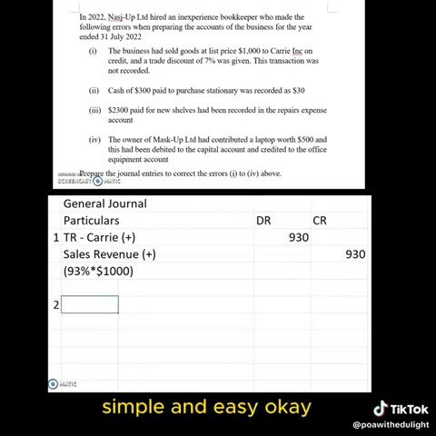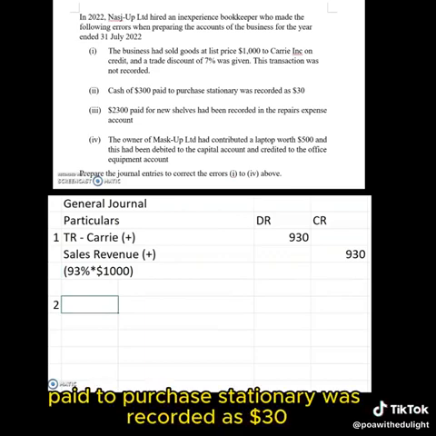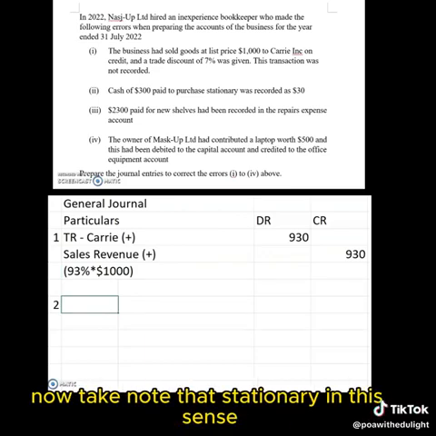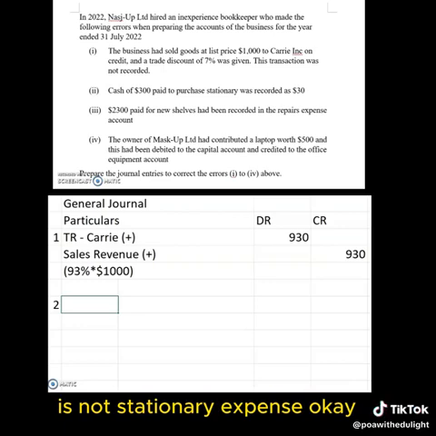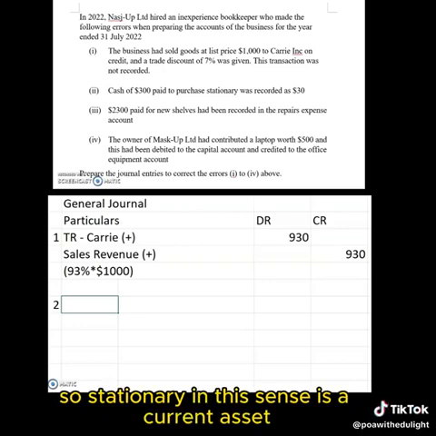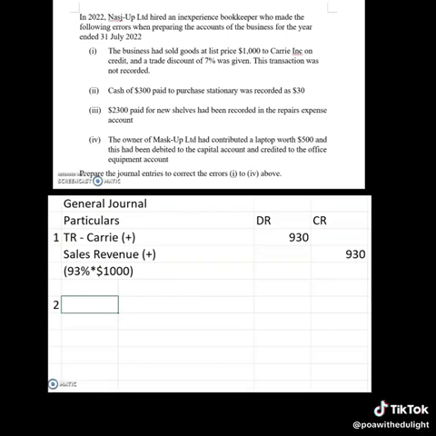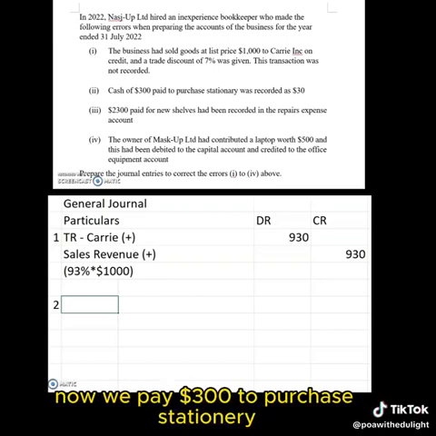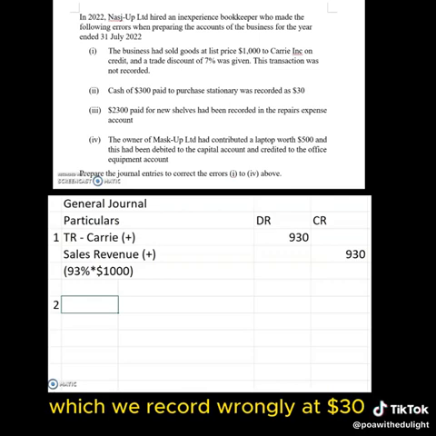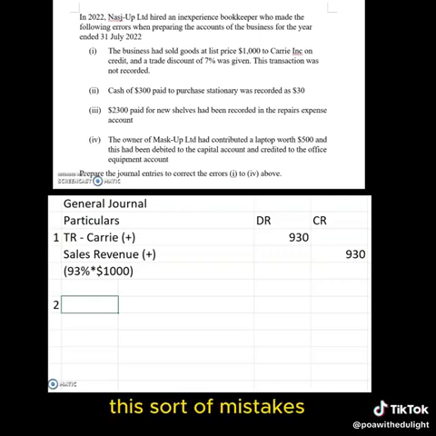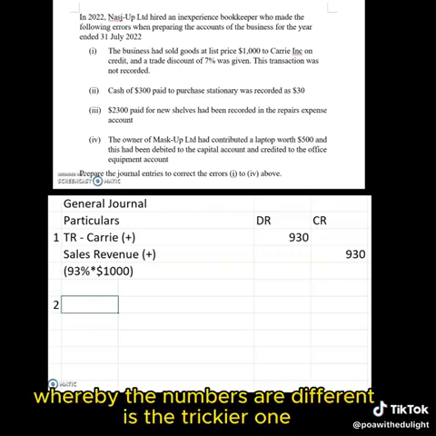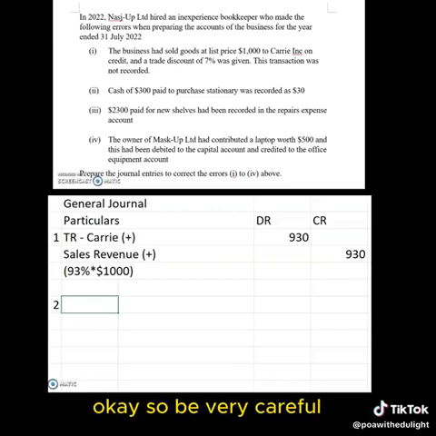Simple and easy, okay? The second one: cash of $300 paid to purchase stationery was recorded as $30. Take note that stationery in this sense is not stationery expense. Stationery here is a current asset, something of value to the business. We paid $300 to purchase stationery, which we recorded wrongly at $30. This sort of mistake, where the numbers are different, is the trickier one, so be very careful.